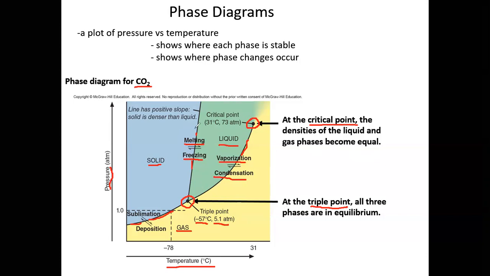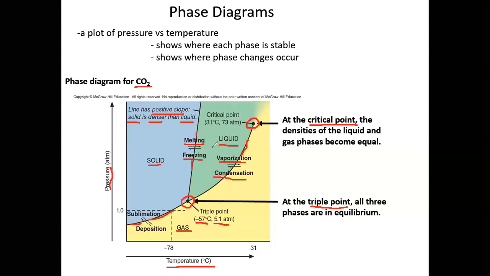Now, one thing you have to notice is the solid-liquid phase boundary. Since the solid-liquid phase boundary has a positive slope, that tells you the solid is denser than the liquid. Here you see the solid-liquid phase boundary has a positive slope, so the solid is denser than the liquid. If it was opposite, if it had a negative slope, then the liquid would be denser than the solid.